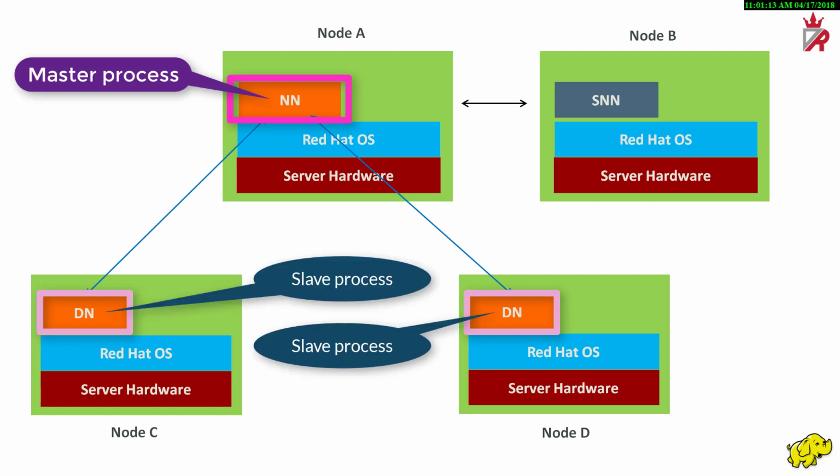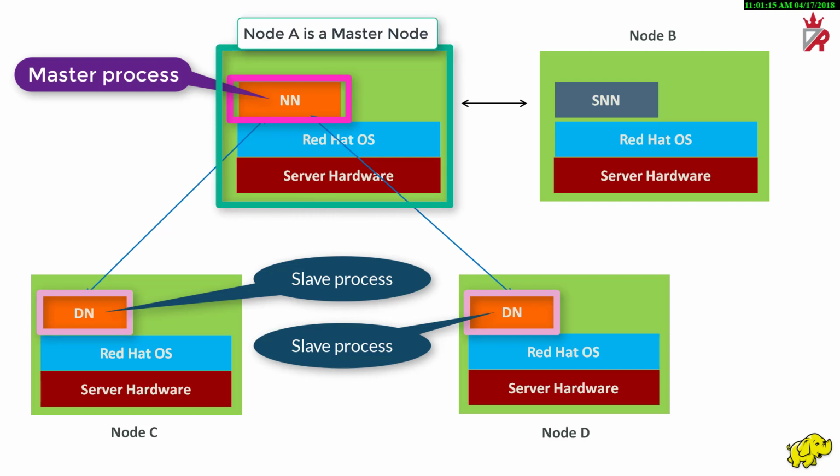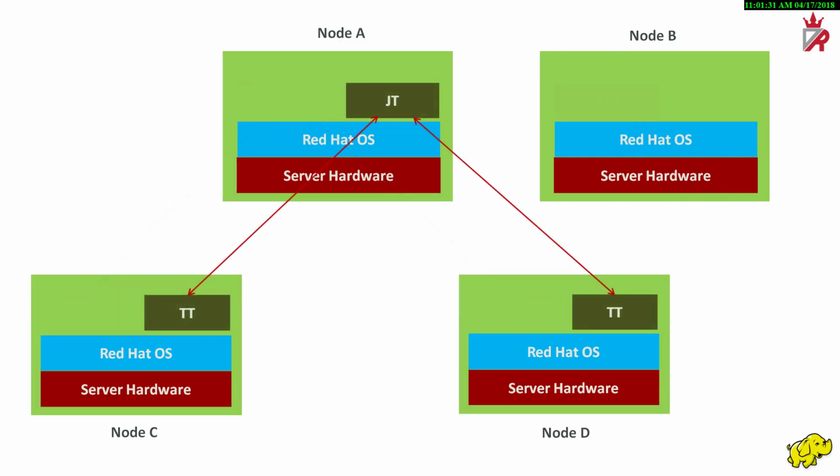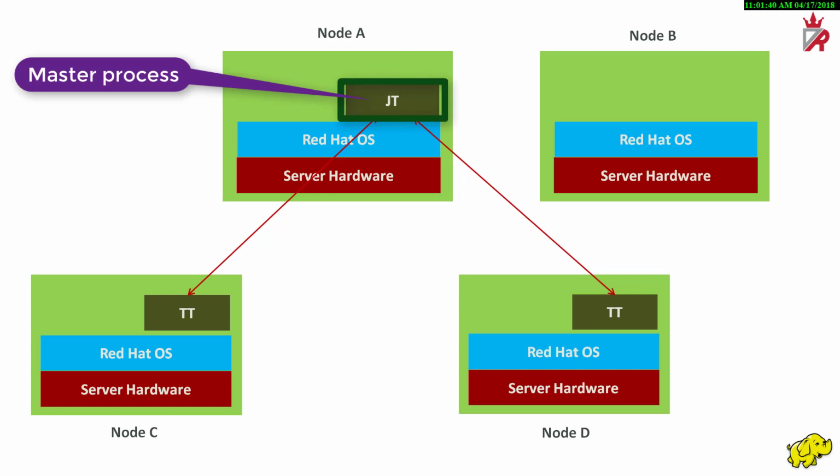The nodes on which master processes are running are master nodes, and the nodes on which slave processes are running are slave nodes. Secondary name node is also a master process belonging to HDFS framework. Similarly, the master daemon or the master background process responsible for parallel processing of data is the job tracker. The node on which this job tracker process is running is called a master node.